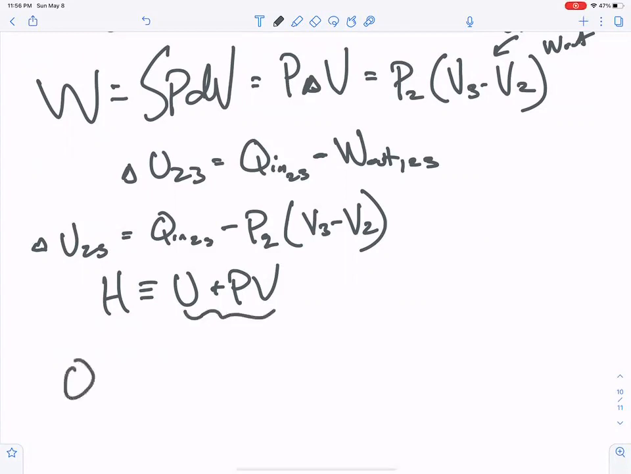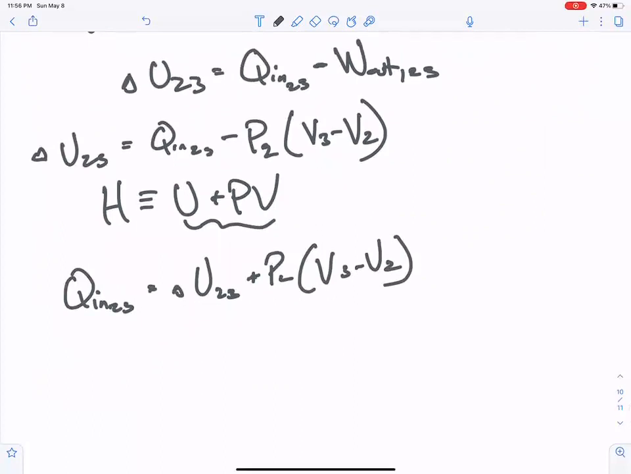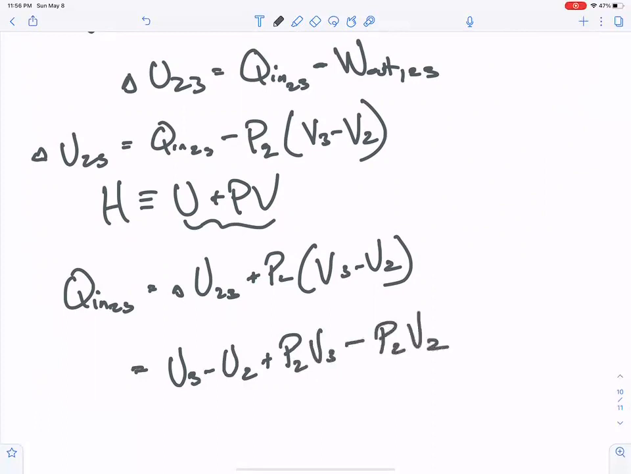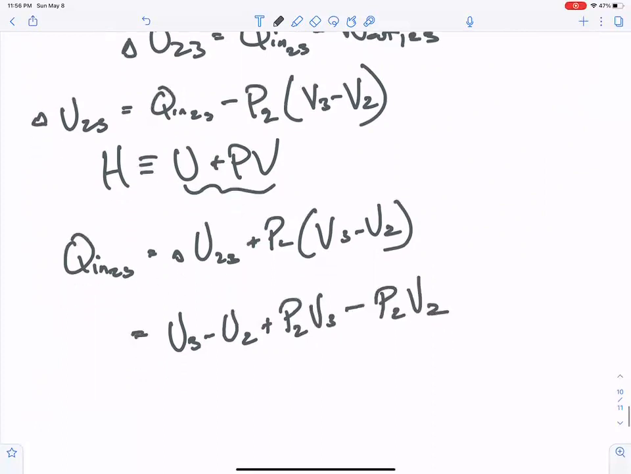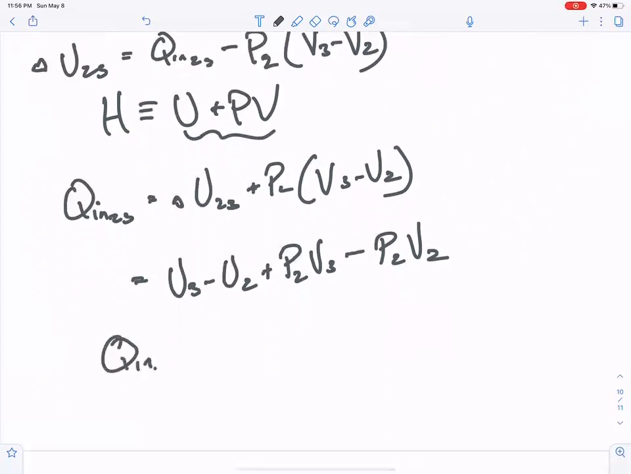So in this case, it will be Qin from 2 to 3 equals delta U from 2 to 3 plus P2 times delta V, so that would be U3 minus U2 plus P2V3 minus P2V2. So that's where it comes from. That's why the book quickly says, oh yeah, obviously Qin can just be expressed in terms of H3 minus H2. It's not too difficult, but it would be nice if they reminded us of why they did that.